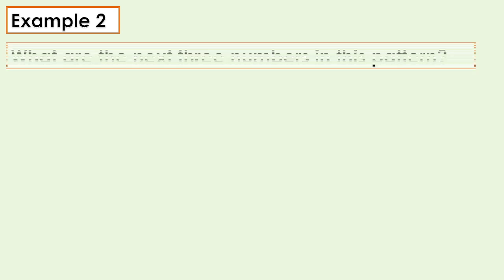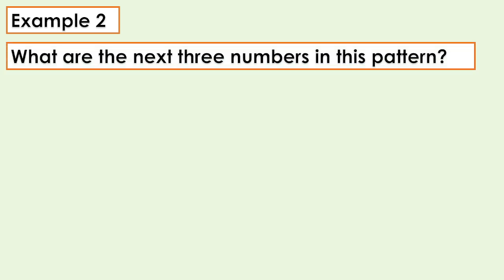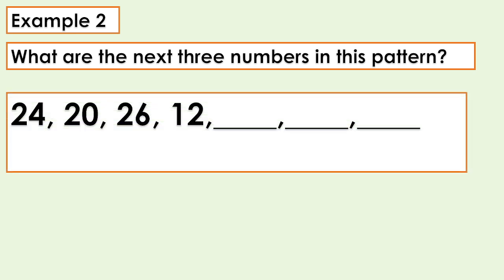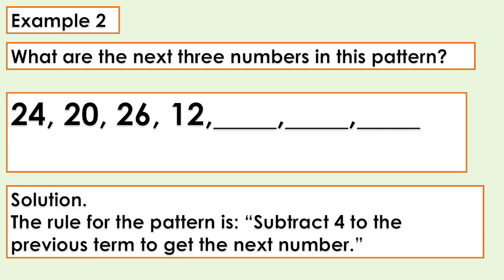Example 2. What are the next three numbers in this pattern? 24, 20, 16, 12. Solution. The rule for the pattern is subtract 4 from the previous term to get the next number. So the next three numbers are 8, 4, 0.